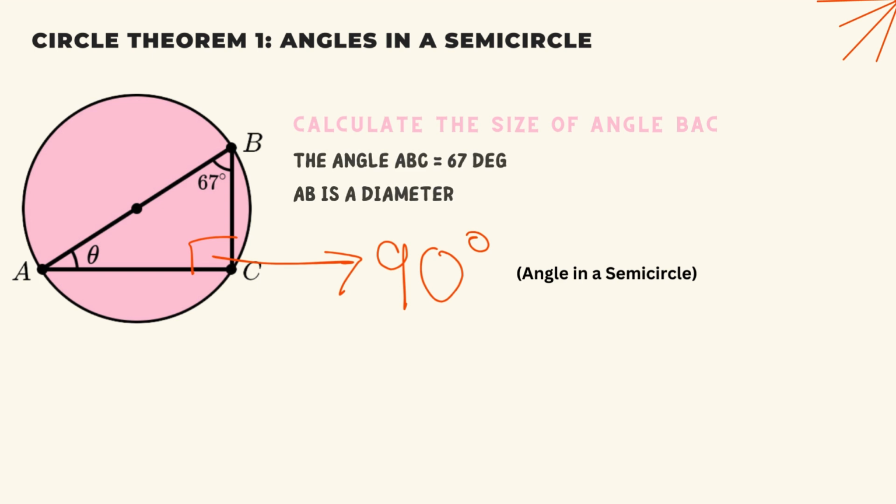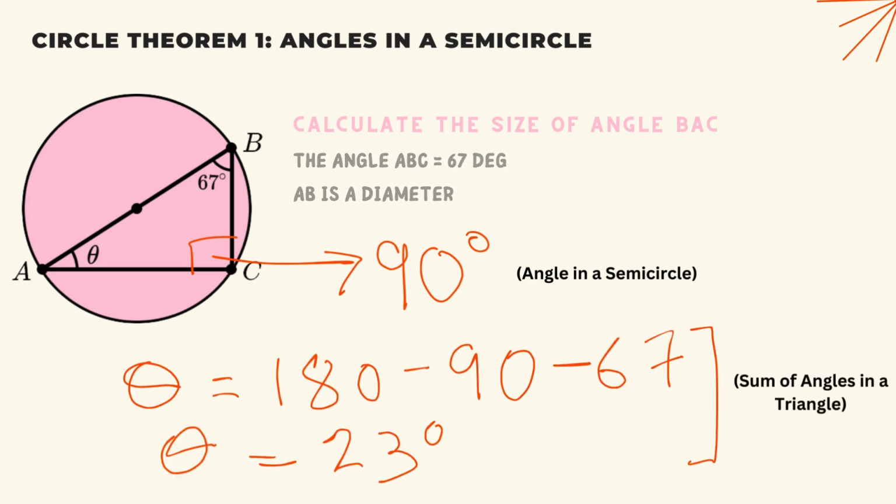Since we have the measure of two angles, we can use the fact that the angles in a triangle total 180 degrees to calculate the size of the remaining angle. On further calculating, we get BAC is equal to 180 degrees minus 90 degrees minus 67 degrees, which leads us to 23 degrees. I hope you were able to get the same answer as I did.